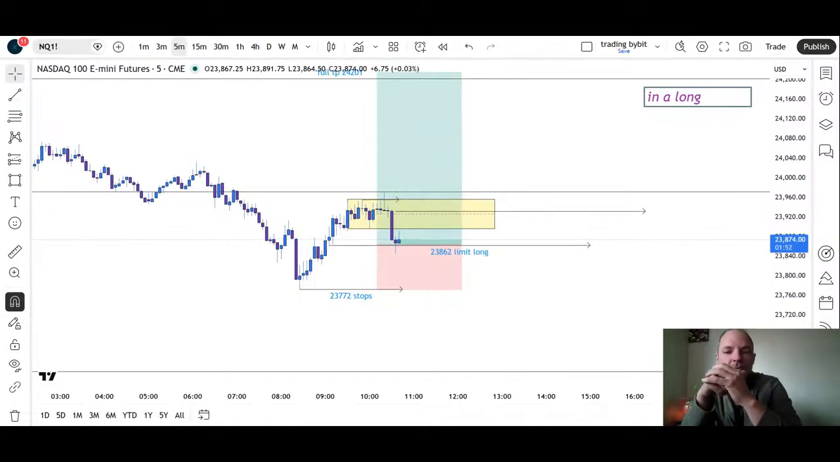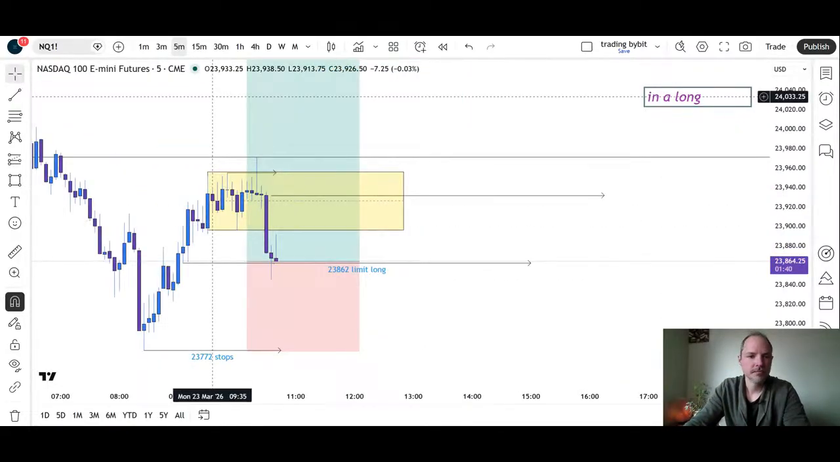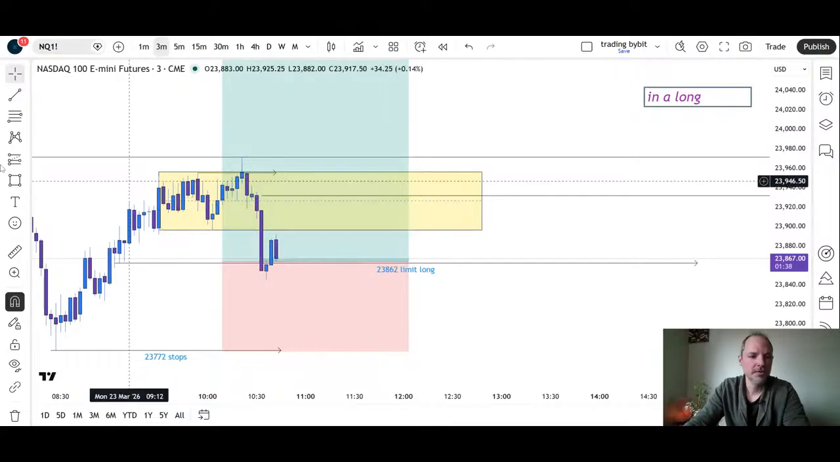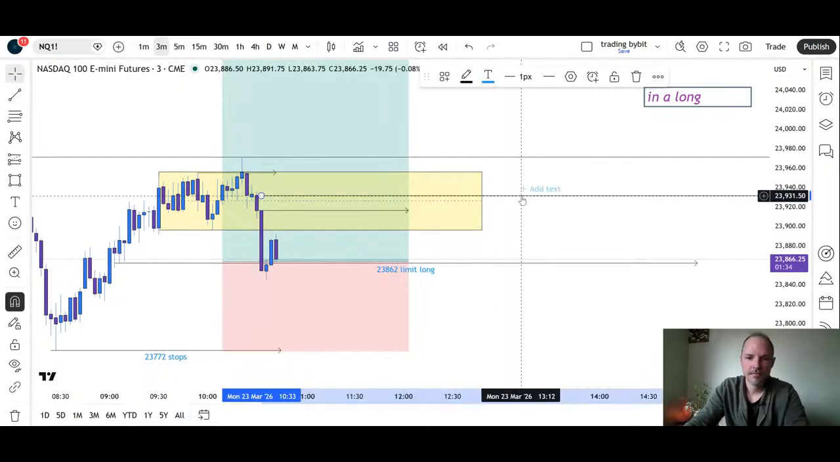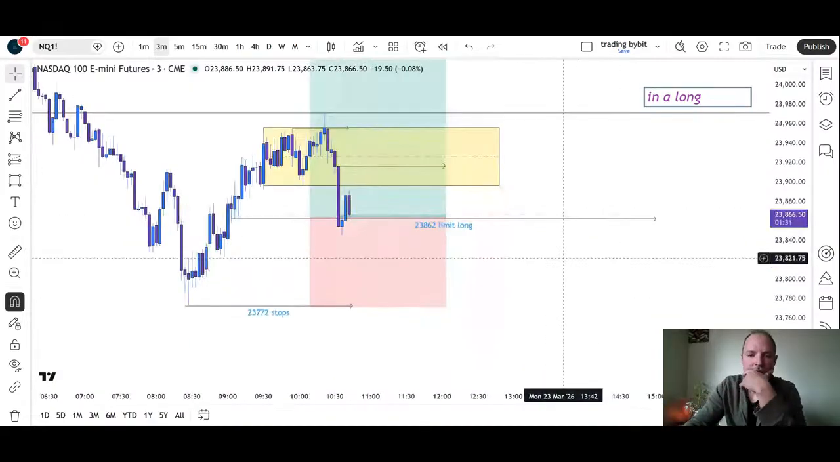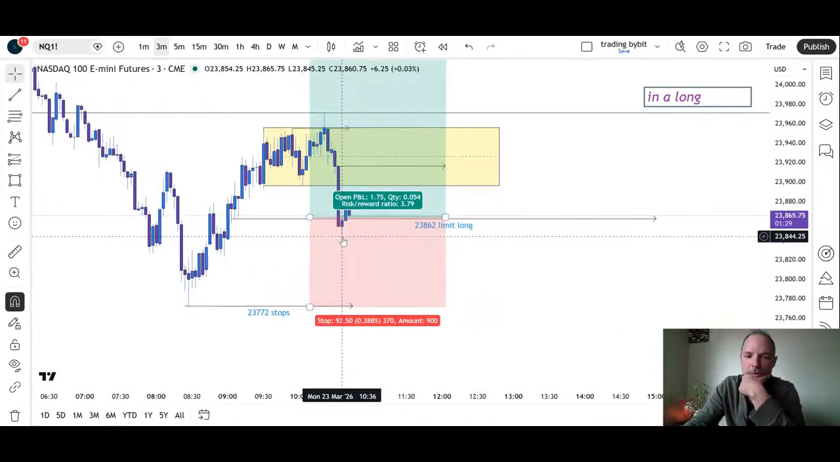If we get to 23,918, I'm going to put my stop at our wick's low, just below our entry. So I want to see it go. So once we get to this level, I'm going to change my stop to that wick's low.